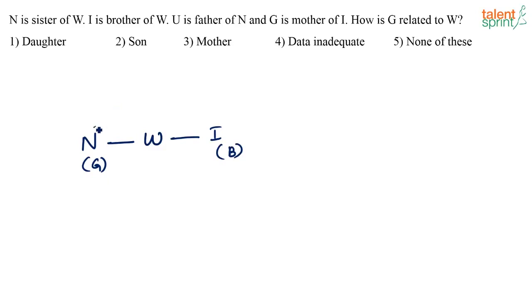U is the father of N. So this has to be a male person. G is the mother of I. So female. Right? Again, these three are siblings, which means obviously this has to be husband and wife. How is G related to W? Obviously these three are children of U and G. So how is G related to W? W's mother, right? So the correct answer is option 3, mother.